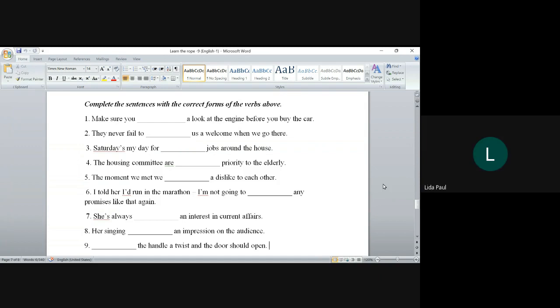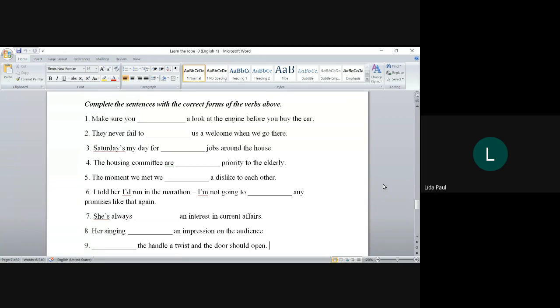Any other answer? Anybody else wants to try? The moment we met, we dash a dislike to each other. This is again a set expression. Please learn this. This is also going to be helpful for you in terms of improving on your language. So the expression is take a dislike.